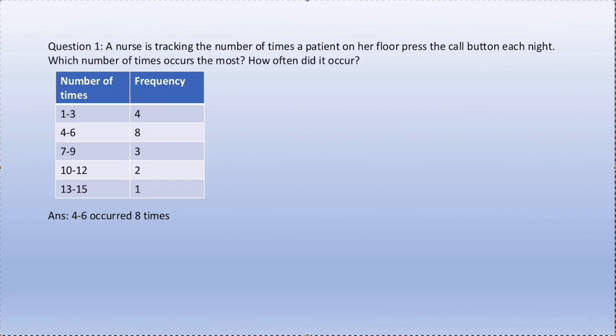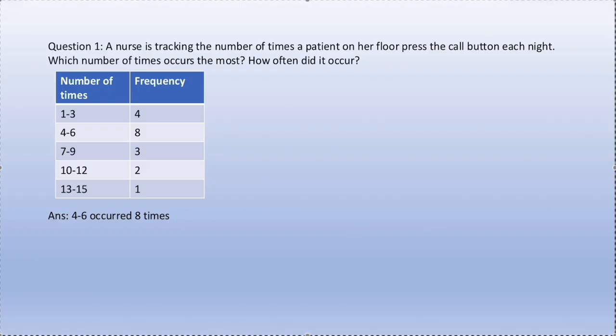So let's take a look at our first example. It says a nurse is tracking the number of times a patient on her floor presses the call button each night, and which number of times occurs the most. So let's interpret what this means. The number of times is in that first column. So 1, 2, and 3. So 4 different nights was 1 through 3. 4 to 6 was 8 nights.